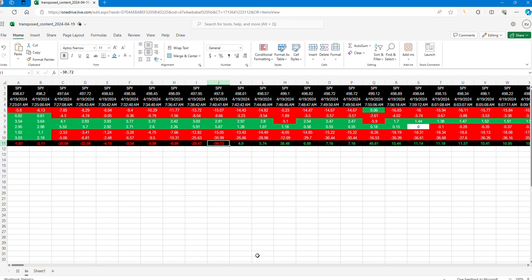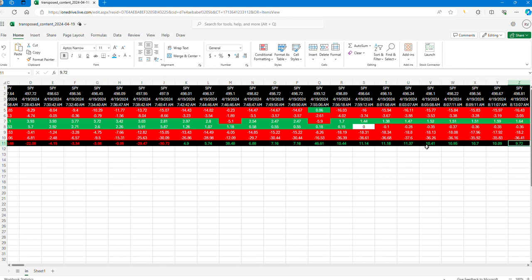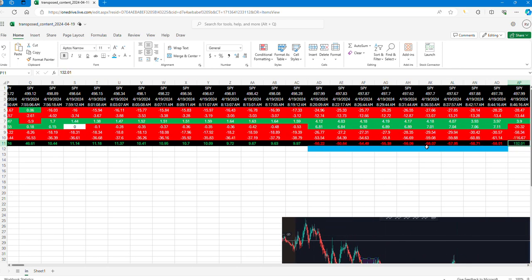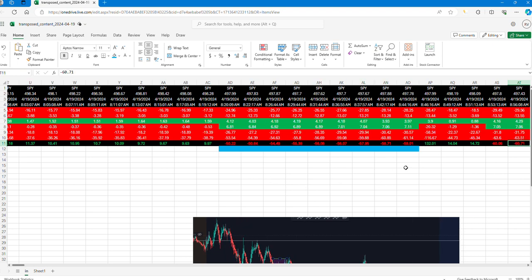Now, it's just a guess for me that these are bots doing this. But with my experience with technology and automation, the guess is an educated guess that these are bots. You want to trade with the bots because the bots always win.